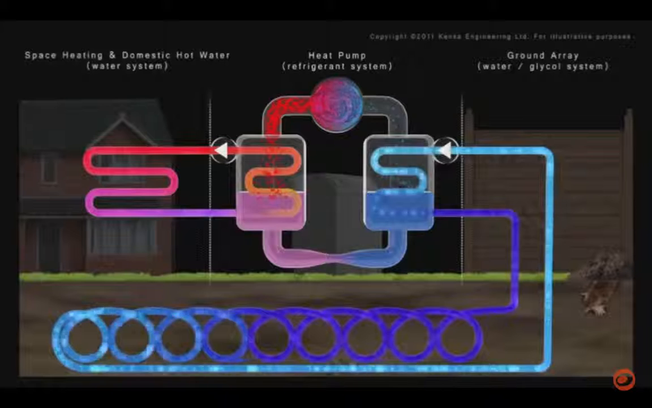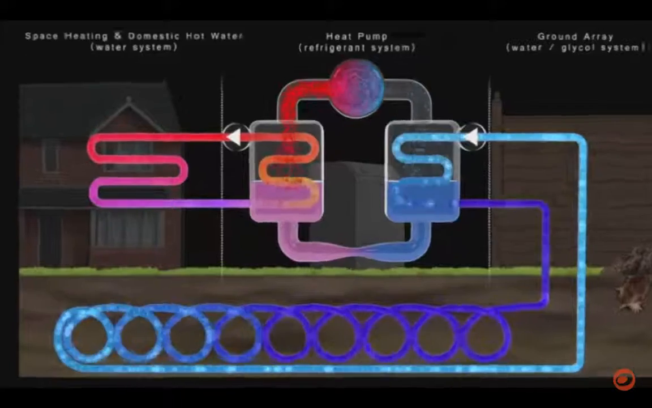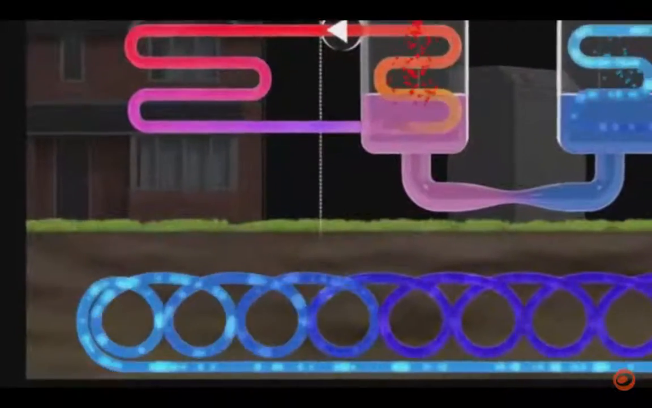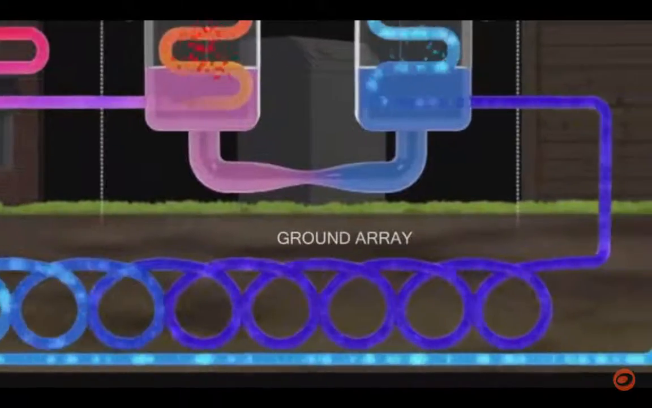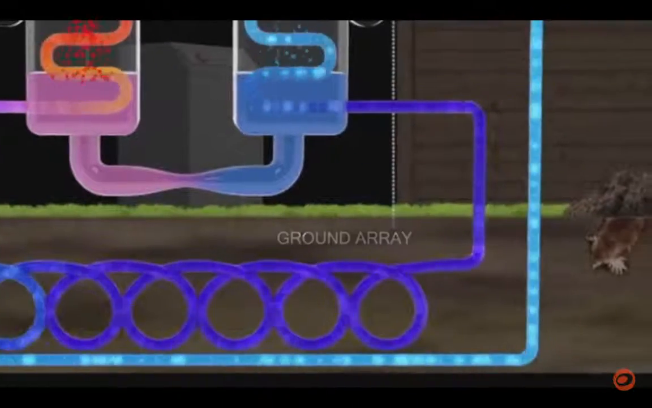A cold water antifreeze mix is pumped through the ground within a series of energy-absorbing pipes known as ground arrays. As heat naturally flows from warmer to cooler places, the antifreeze mix circulating around the array is constantly warmed by the ground's low-grade heat.